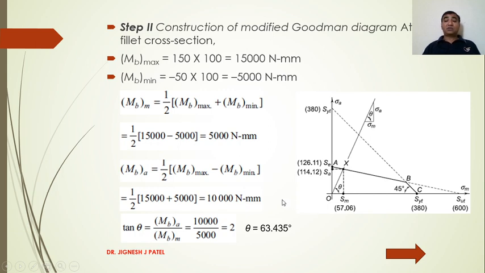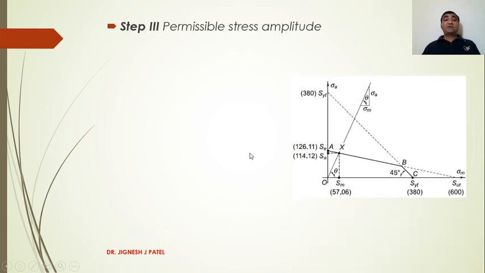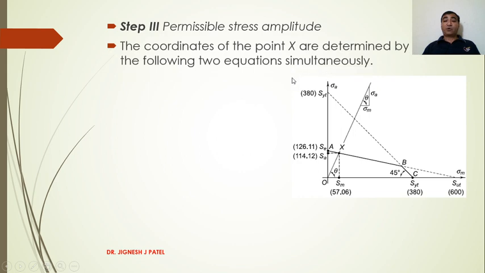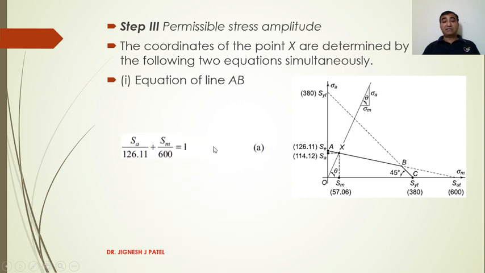Now using this modified Goodman diagram, find the permissible stress amplitude. The coordinates of point X are determined by solving the following equations. The equation of line AB is SA upon SE, where SE is 126.11, plus SM upon SUT, where SUT is 600, is equal to 1.